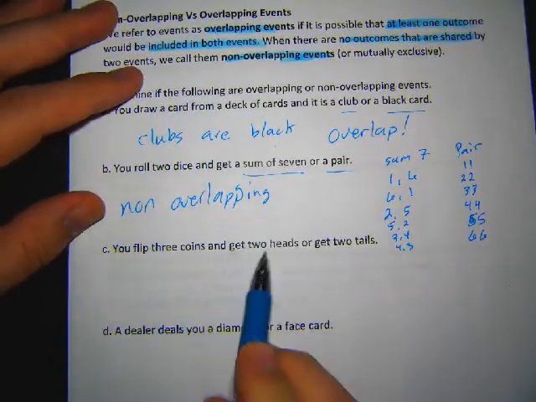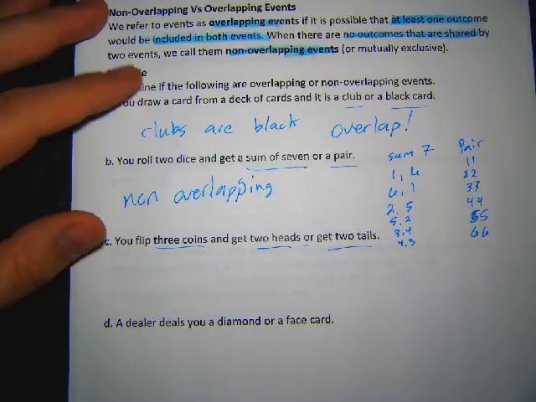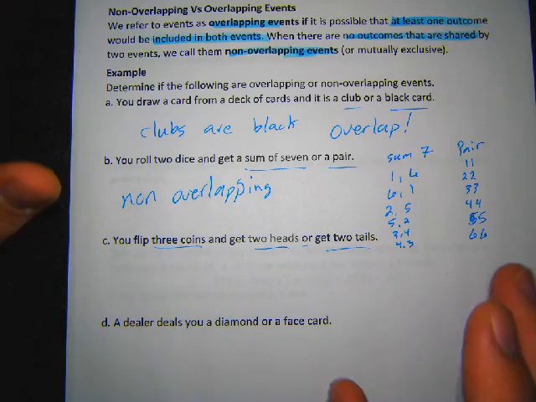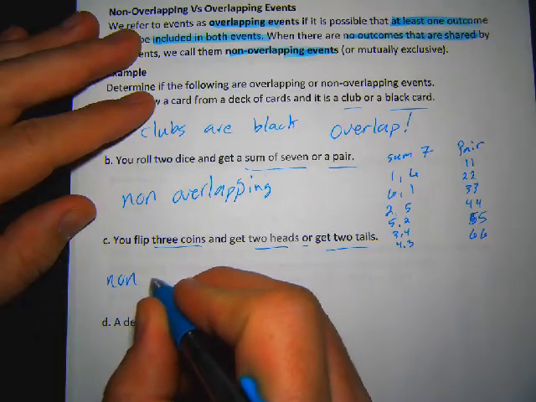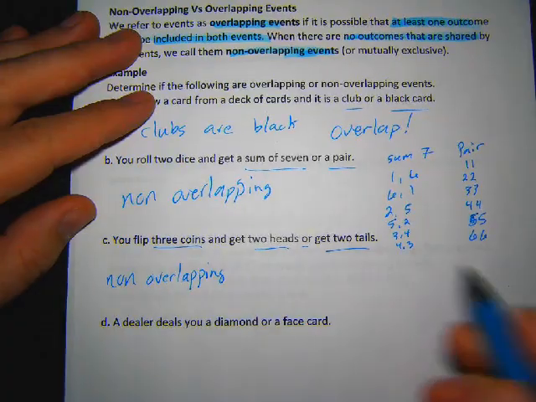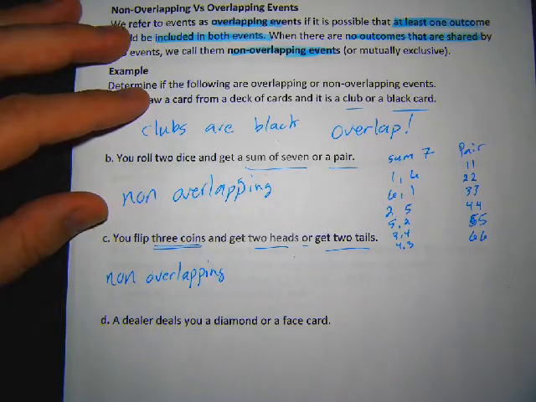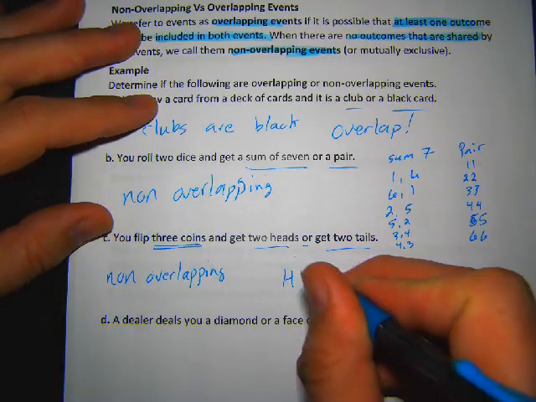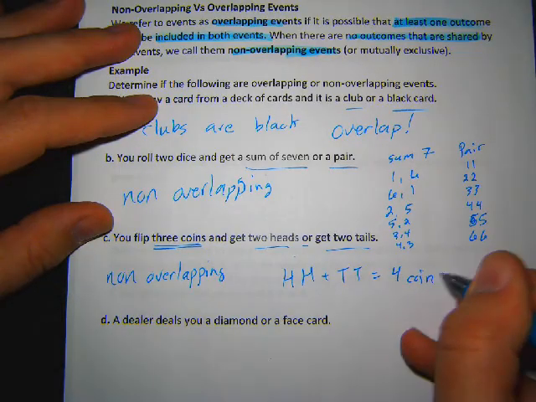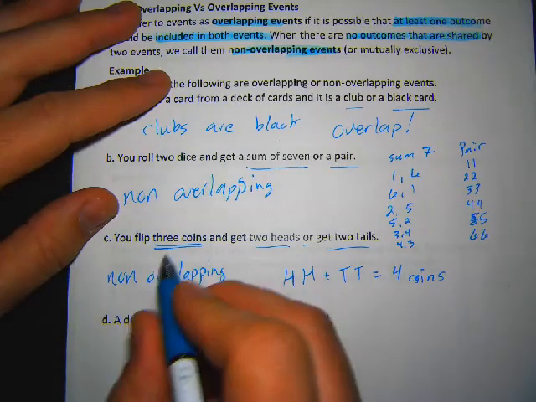You flip 3 coins, and you get 2 heads or 2 tails. At first you might think, oh yeah, you can get 2 heads and you can get 2 tails, but you can't have an event that is both. So this is non-overlapping, because in order to be overlapping, you have to have one event that fits in both categories. And there's no event that has 2 heads and has 2 tails because we only have 3 coins. Heads, heads, plus tails, tails would be 4 coins. Now, if I was flipping 4 coins, yes, this could happen. But since we're only flipping 3 coins, it's not going to happen. There's not enough.